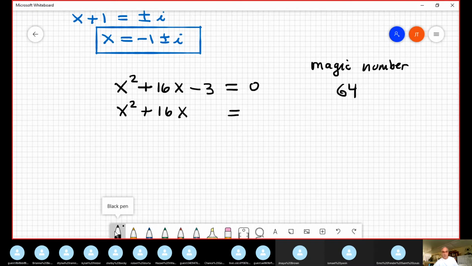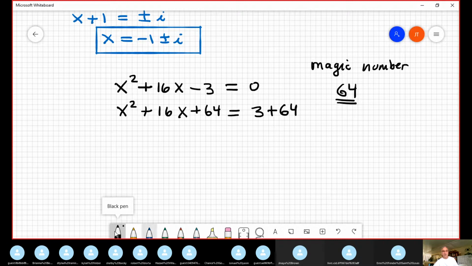Where I come from, square b, 16 divided by 2 is 8. 8 squared is 64. Super, you are the best. So I introduce an artificial 64 here and here, right? And this minus 3, I move to the right like a positive 3.